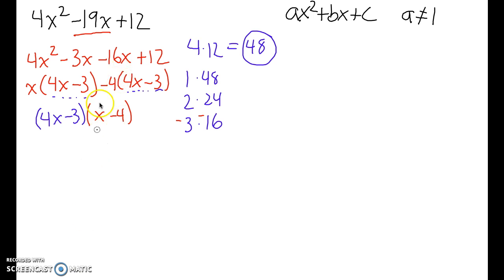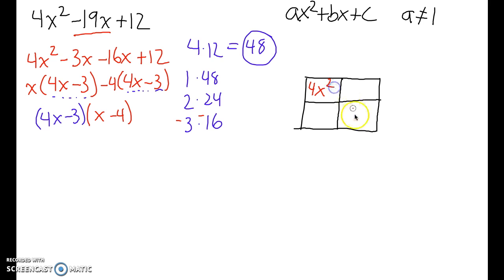Now, the second method we're going to look at is very similar to this. You're going to start the same way, and you're going to do the same list of numbers, except when you get those numbers, you're just going to organize it a little differently. And I've heard this called the box method before. And you'll see all I'm really doing is organizing what we have in our other method. So we're going to keep our 4x squared, and we're going to keep our 12. But then I'm going to split the terms once again. So maybe I'll take my minus 3x here, and I'll take my minus 16x here.